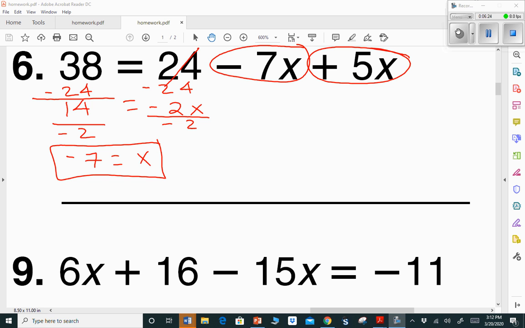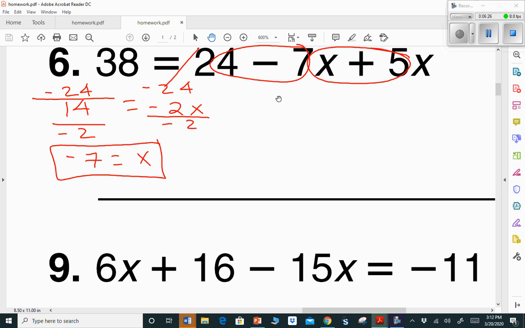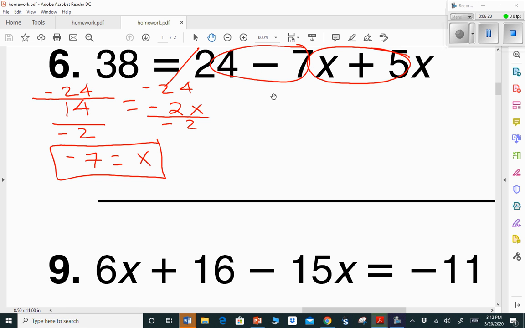Over here we've got our x terms. Okay, not sure what's going on there. Just a second.